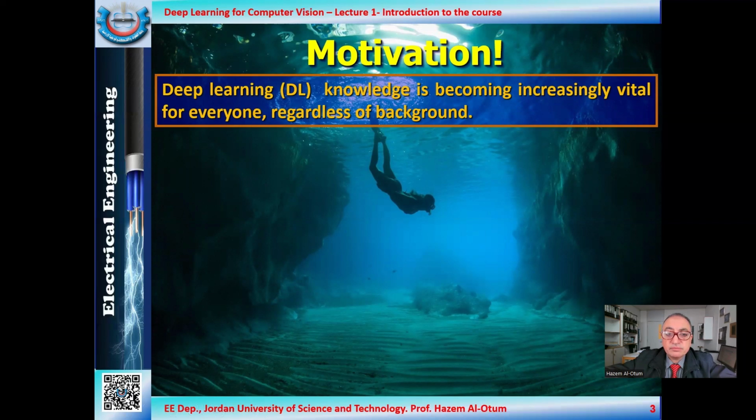So, in general, deep learning has attracted many engineers and applicants in various types of applications. So the deep learning knowledge is becoming increasingly vital for everyone. This means all people all over the world, regardless of the background, whether they are engineers, medical scientists, doctors, or in law, in business, in marketing. All these directions of human life can find deep learning applications in them.